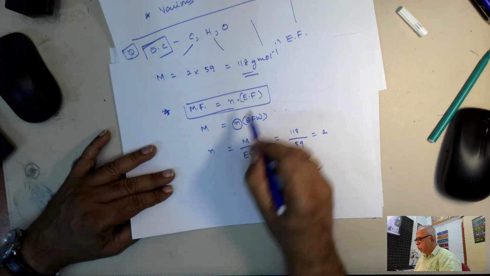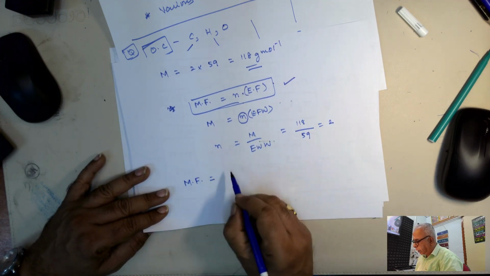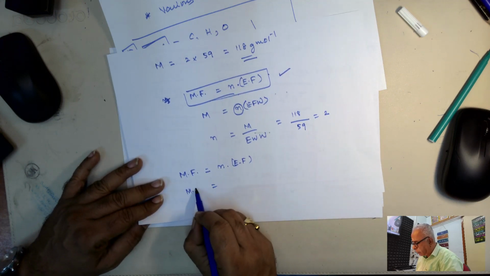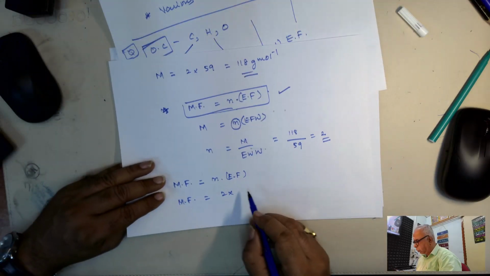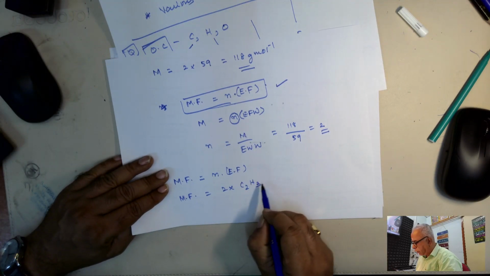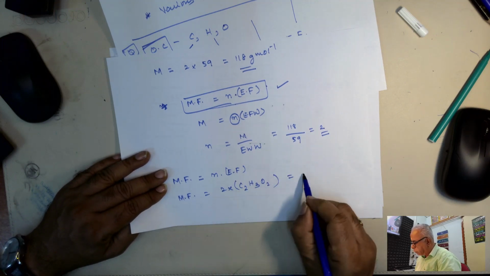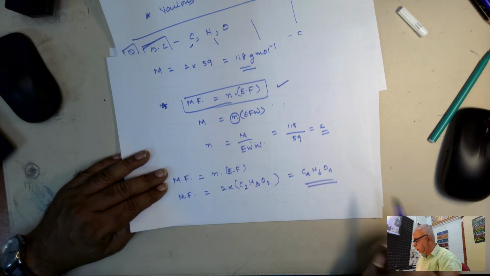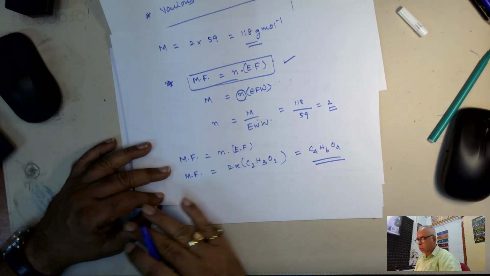So N is 2. Now we can adopt this formula: molecular formula is equal to N into the empirical formula. Therefore, the molecular formula is 2 into the empirical formula we arrived at, C2H3O2. Now you can multiply this, and we get C4H6O4. So this is the molecular formula we have worked out. Got this?